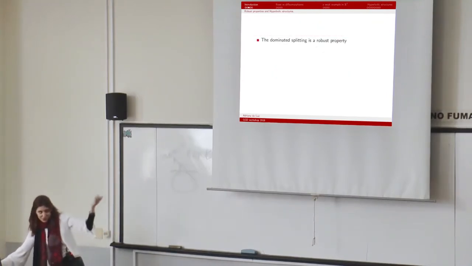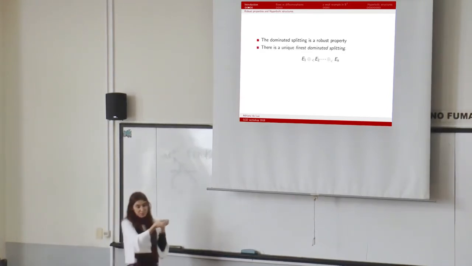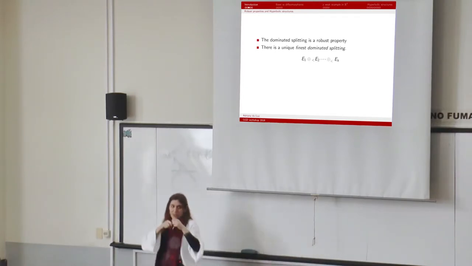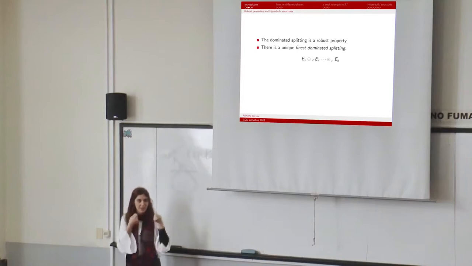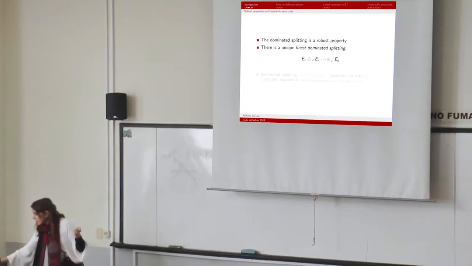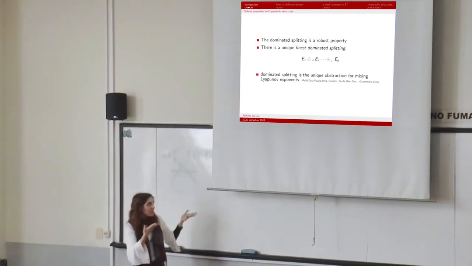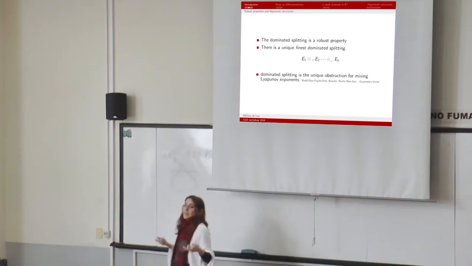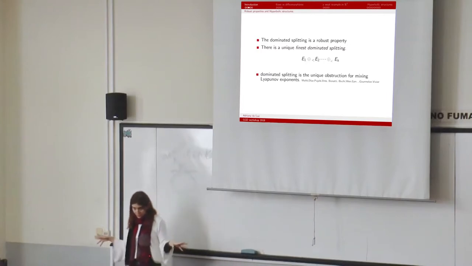Okay. So the dominated splitting is a robust property. I said this was a splitting of the tangent space, and you can do it in the finest way. You can find the finest possible way of splitting the tangent space into spaces that behave in that way. And, well, I start with dominated splitting and its relationship with robust properties, because if you don't have a dominated splitting, you don't have robustness of properties.